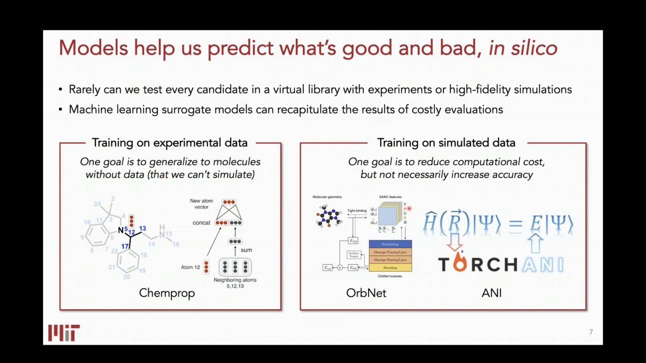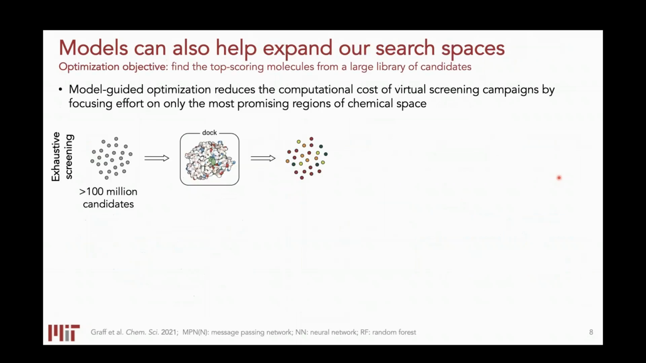But we can also train these machine learning models on simulated data where our goal is mostly just to increase the throughput or decrease the cost. It doesn't necessarily mean the accuracy is better. At the very least, we're getting improvements in cost. And so that use case is one that we'll start with now in thinking about the role of these surrogate models in structure-based drug design.